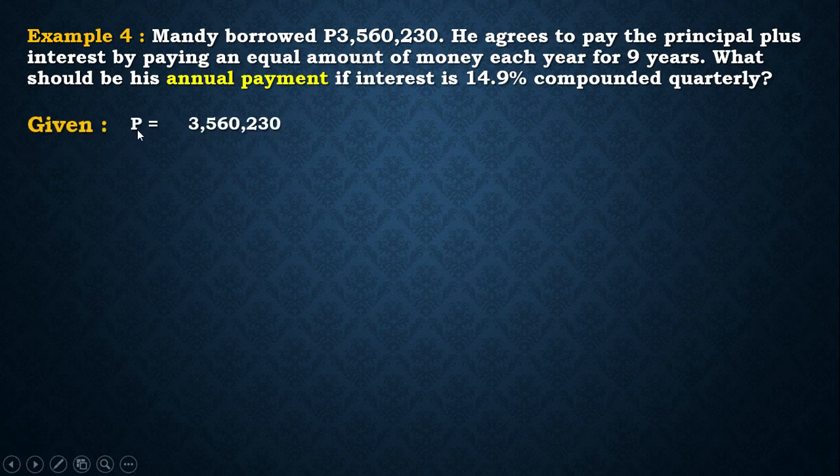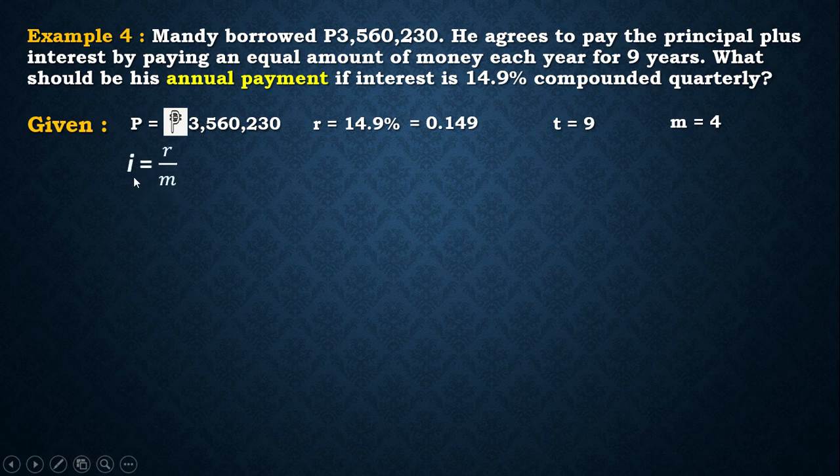So, given, the present value is 3,560,230. And then, our nominal rate is 14.9%. We divide this by 100, so that will become 0.149. And then, our T, which is 9 years. T is term or time. And then for our period of conversion, we'll look at it here. Compounded quarterly. So when we say quarterly, that is equal to 4.